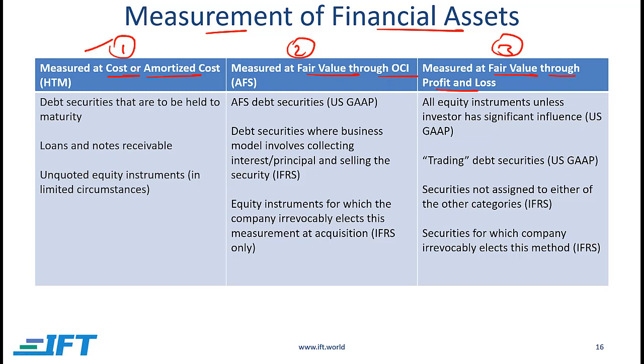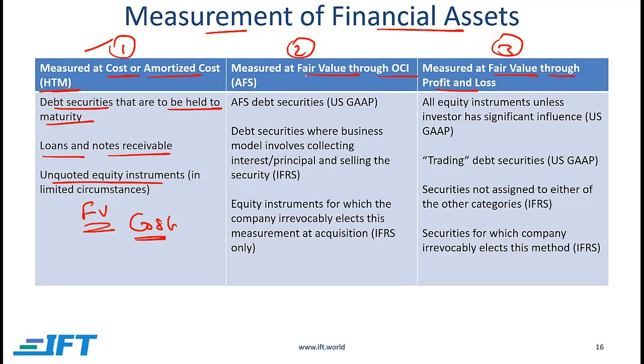Let's talk about the first method. In the US GAAP context, this is also called held to maturity because this method is used for debt securities that are to be held to maturity. This method is used for loans and notes receivables. And under IFRS, in very limited circumstances, this method can be used for unquoted equity instruments. So the limited circumstances have to do with situations where the fair value is very difficult to estimate and the cost is a fair proxy or a reasonable estimate for fair value.